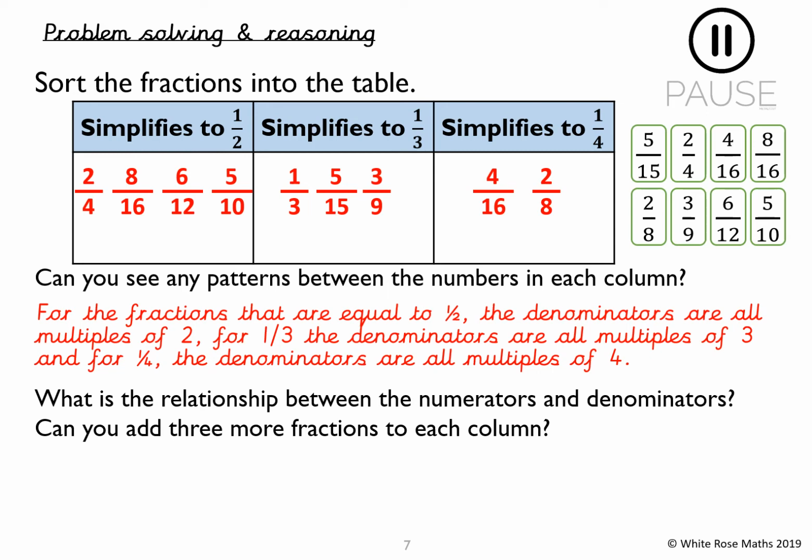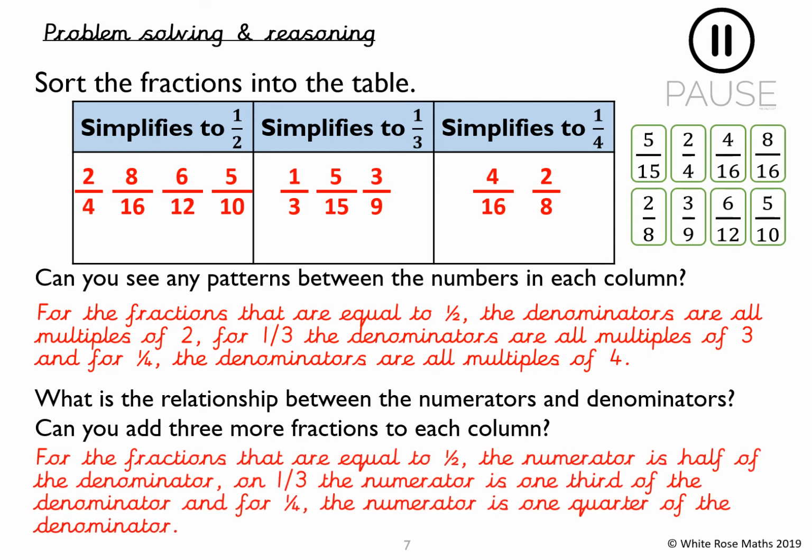Then it says what's the relationship between the numerator and denominator. For the fractions that are equal to half, the numerator is always half of the denominator. For a third, the numerator is always a third of the denominator, so it goes into it 3 times. So 5 goes into 15 3 times, 3 goes into 9 3 times. And then the same with a quarter. The numerator is always a quarter of the denominator, so it goes into it 4 times. So 4 goes into 16 4 times, and 2 goes into 8 4 times. And then you can add some of your own to each column.